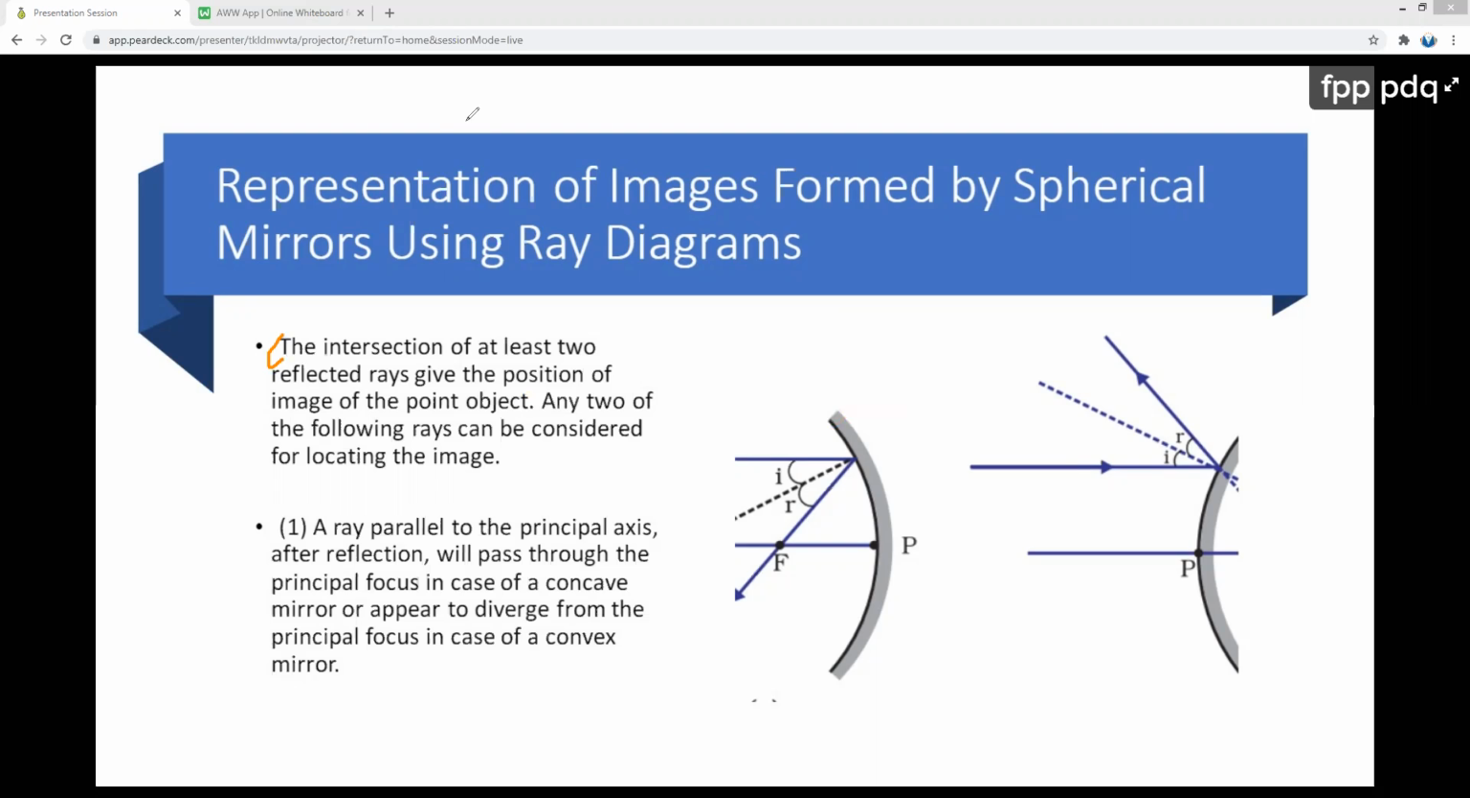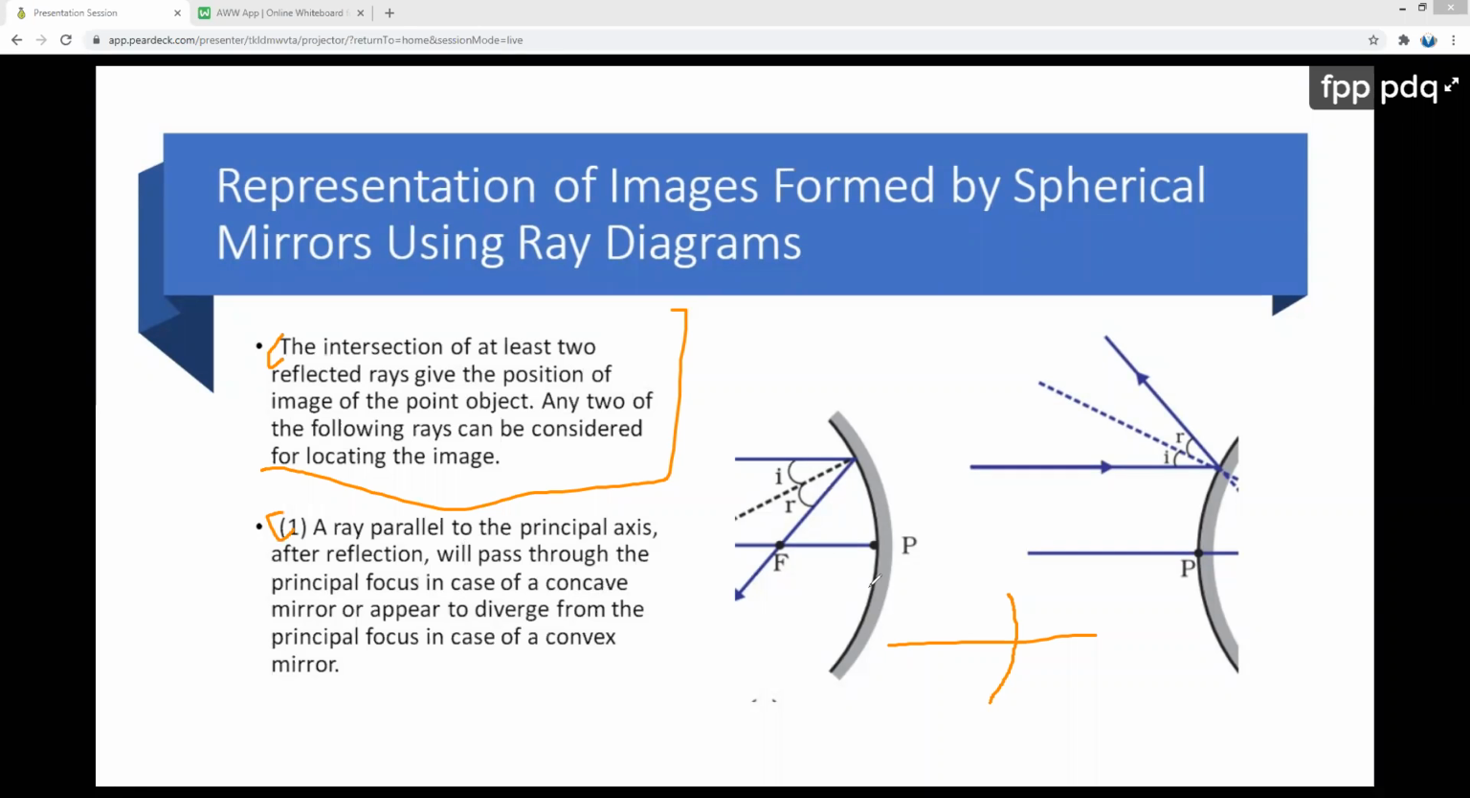Kadir. Yeah, okay. Did you explain to them the intersection of at least two reflected rays? Start from here. I did it here. Okay.